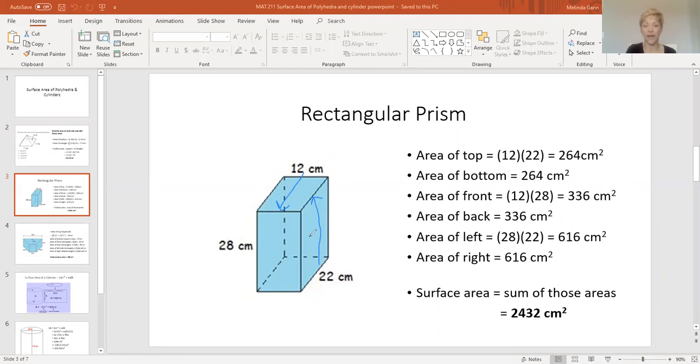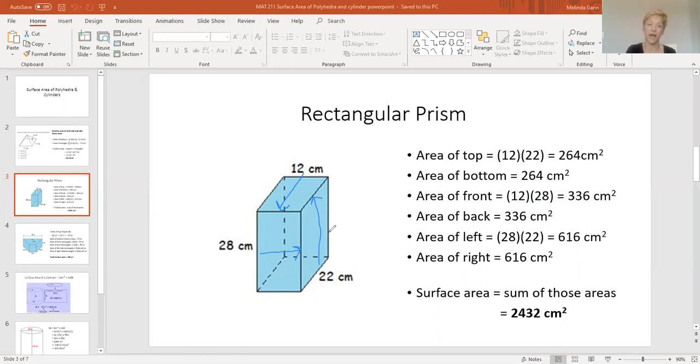And then I've got the left side and the right side. Now it's a little easier to see the right side on this picture. So if this is 22, you know, what's that? Well, we're not going to panic. If this is 28, remember the side across from it, that side's got to be 28. So I've got a 28 times a 22. So that's where I got 616 square centimeters.